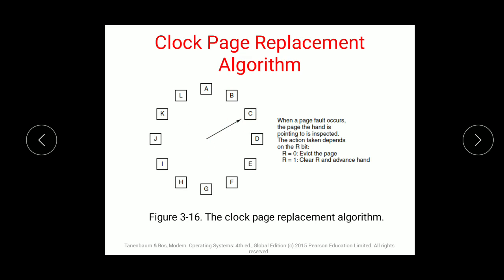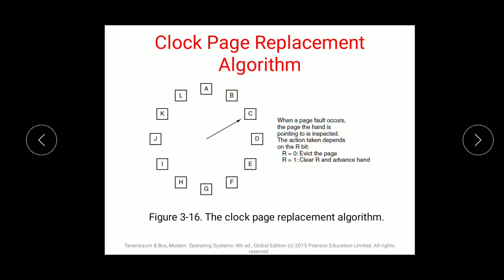Once a page fault occurs, the page being pointed to by the hand, that is the arrow, is checked. If its reference bit is 0, evict the page. The evicted page is replaced and a new page is inserted into the clock. If the reference bit is 0 while checking, it will be replaced by another page here.